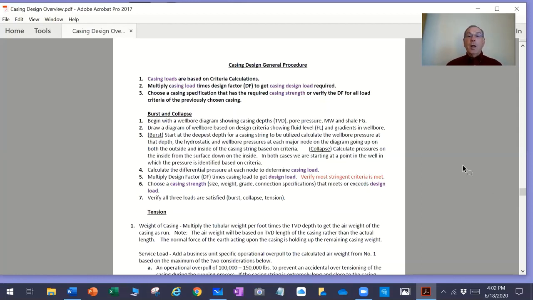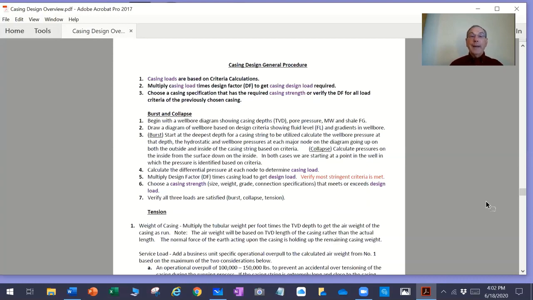So for burst and collapse, the typical way you would do it is you begin with the wellbore diagram that I've already shown, showing TVD depths, pore pressures, mud weights, and shoe fracture gradients.